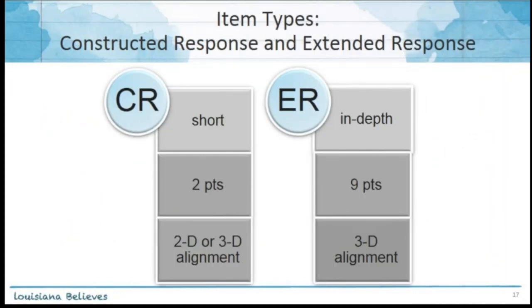Our constructed response is short. It's only worth 2 points. It's 2D or 3D alignment. It's always going to be 2-dimensional, but it can be 3. But our ERs are much longer. They are worth 9 points, and they have to align to all 3 dimensions. They have to have a DCI, an SEP, and a CCC.